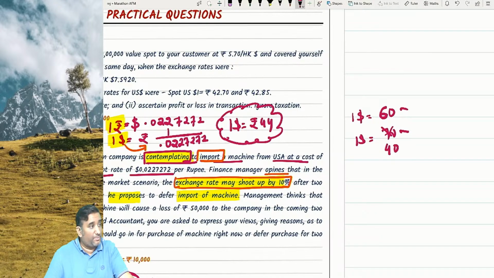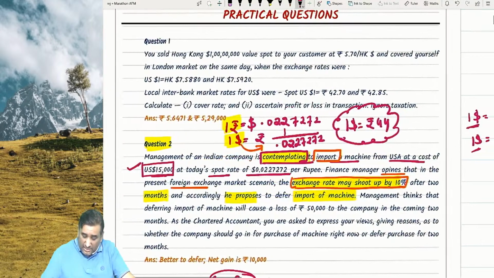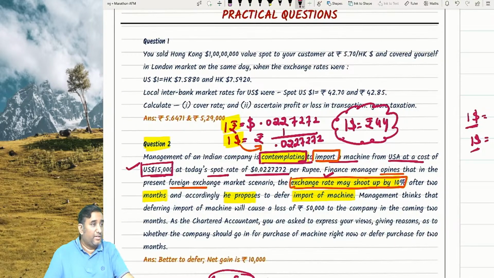Which currency is shooting up? In this case, when will you defer? 60 becoming 70 or 60 becoming 40? 60 becoming 40, you will defer. Now dollar is at what? Discount. Automatically, which currency is at a premium? Rupee. That means which currency is shooting up? Rupee. You have to make the note accordingly.